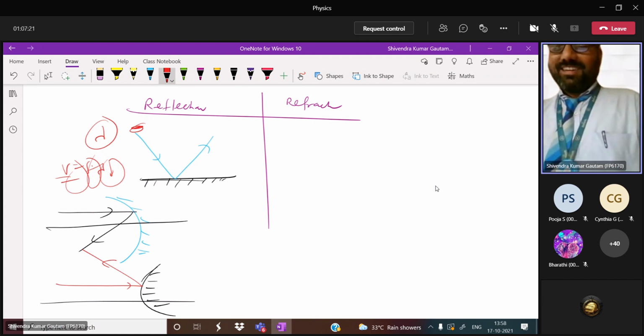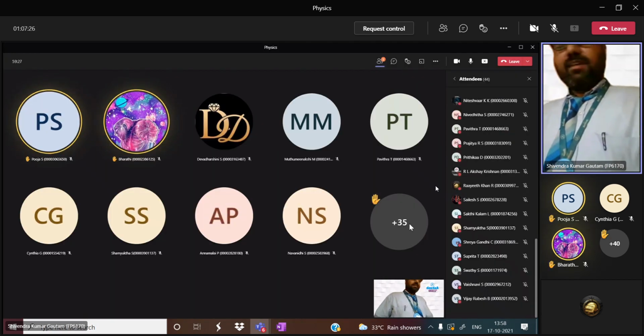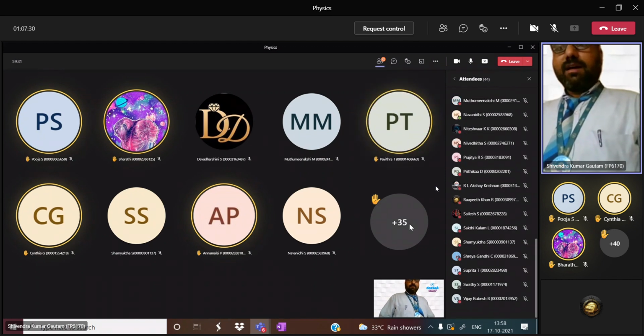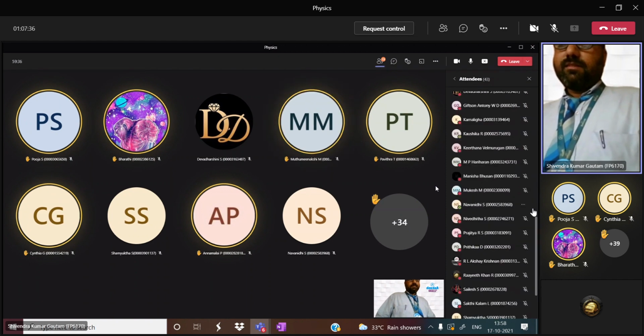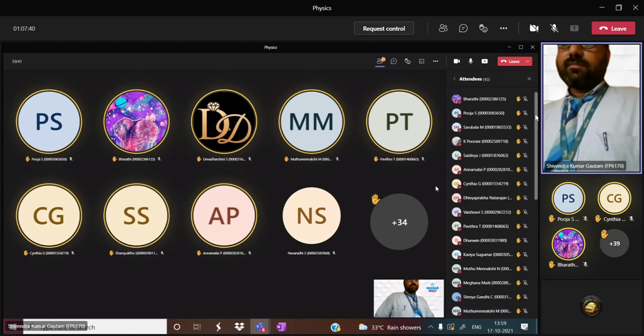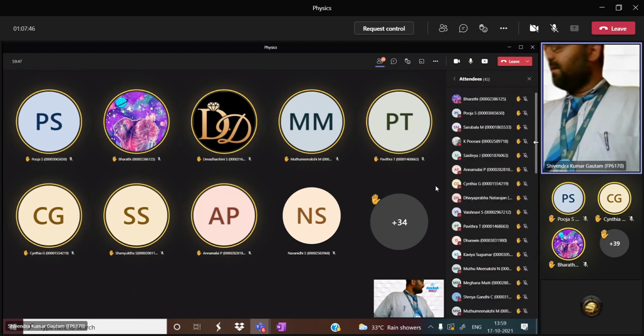Online students, how many of you understood that in reflection lambda, v and f all remain the same? Only 24 are awake, right?